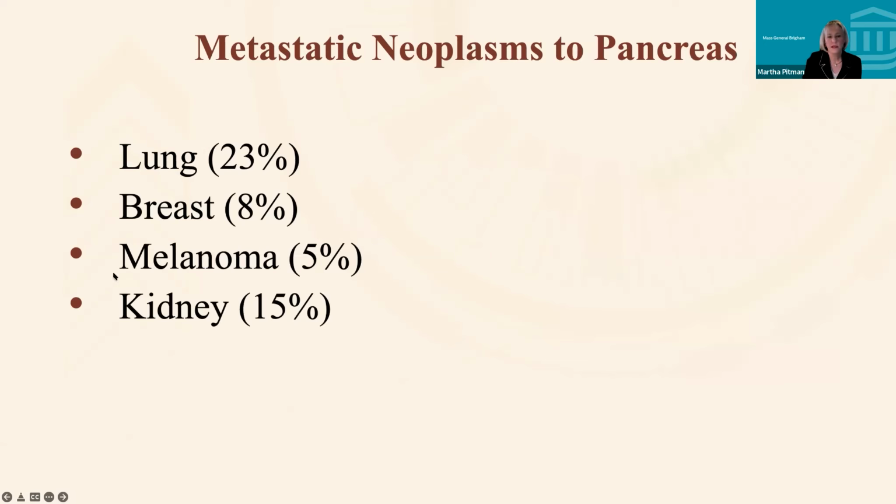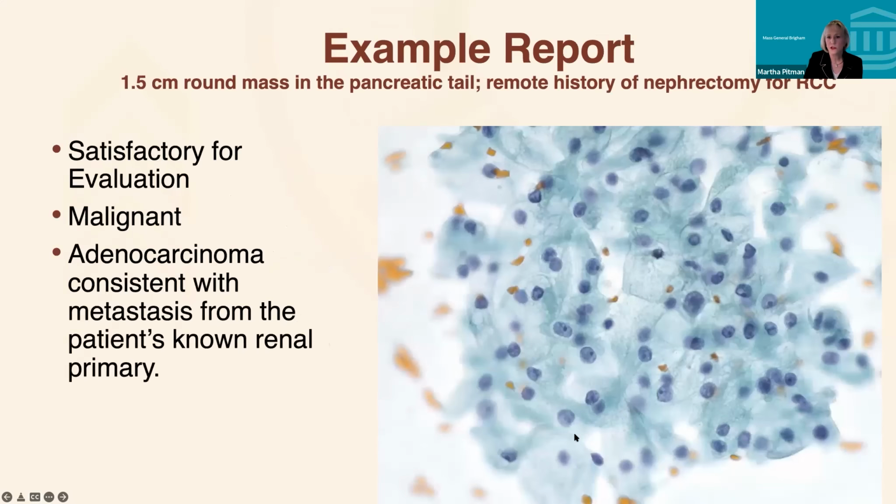Let's not forget our metastatic neoplasms to the pancreas. Lung, breast, melanoma, kidney are all lesions that go to the pancreas. I want to emphasize, though, that kidney is the one that can metastasize to the pancreas decades after the nephrectomy. It can metastasize as a single solid nodule, not necessarily multiple lesions. It can mimic a primary tumor in the pancreas, and it can also look like a foamy gland variant of adenocarcinoma or even a lipid-rich variant of neuroendocrine tumor.